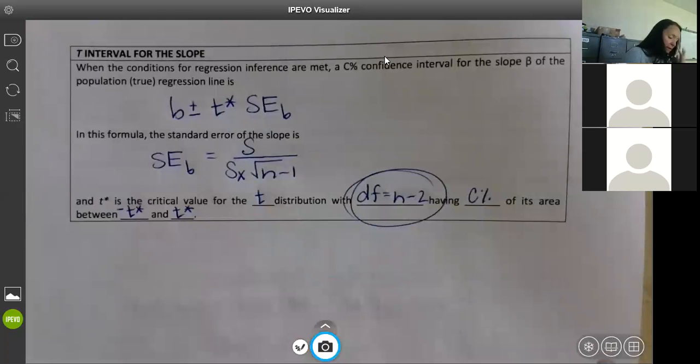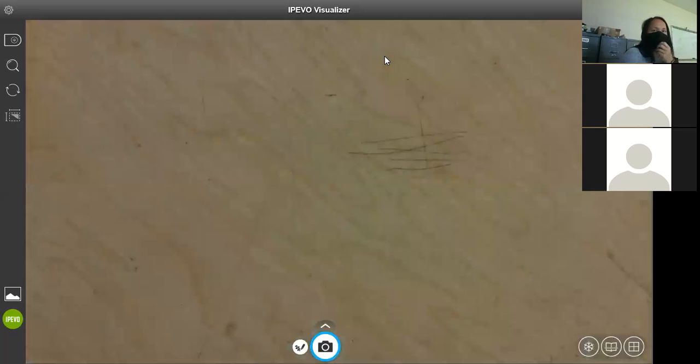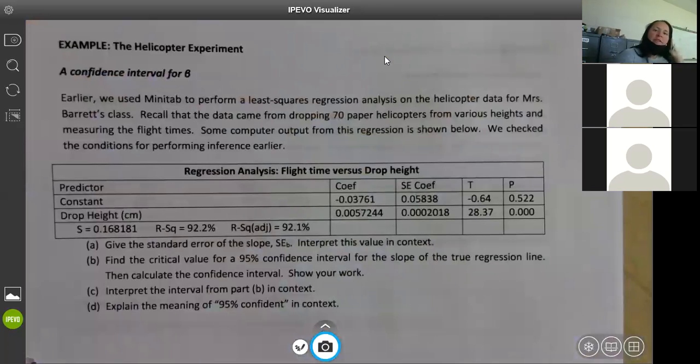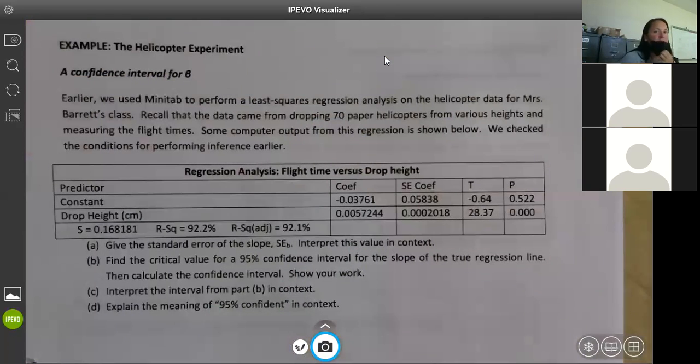Still talking about the helicopters. Earlier, we used Minitab to perform a least squares regression analysis on the helicopter data from Mrs. Barrett's class. Recall that the data came from dropping 70 paper helicopters from various heights and measuring the flight time. Some computer output from this regression is shown below. We checked the conditions for performing inference earlier, so we don't have to perform those anymore. We don't have to do the linear condition anymore. So A says give the standard error of the slope, standard error of b. Interpret this value in context.